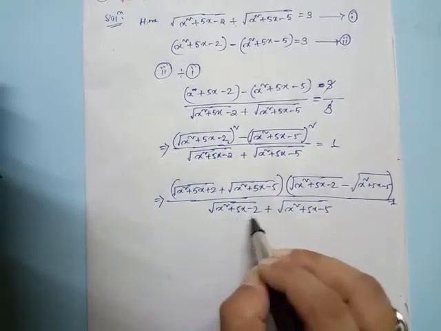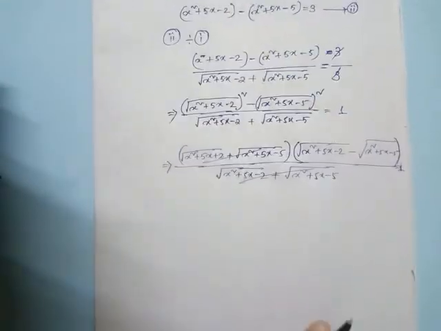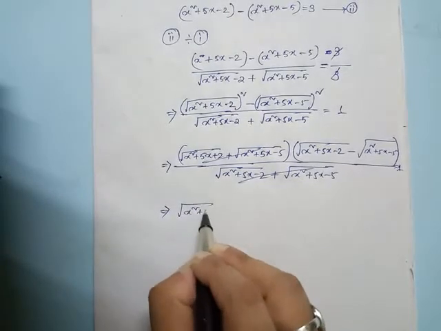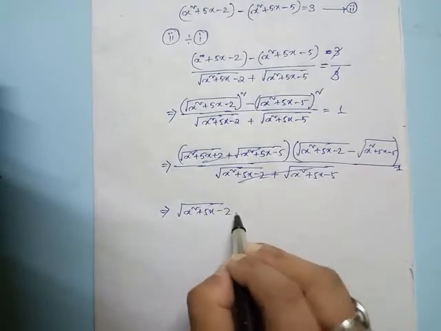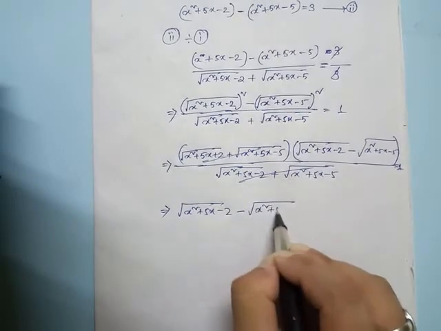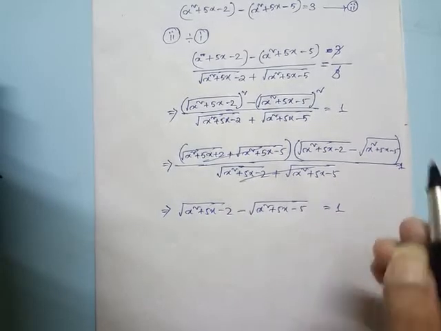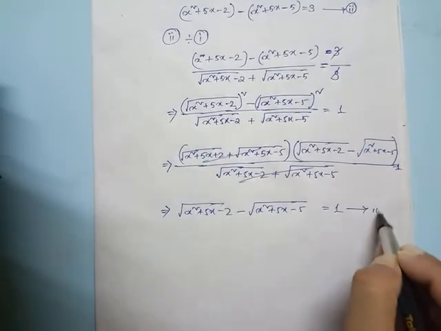Now look, this term and this term cancel, so the remaining part would be root over (x square plus 5x minus 2) minus root over (x square plus 5x minus 5) equal to 1. We'll take this one as equation number 3.